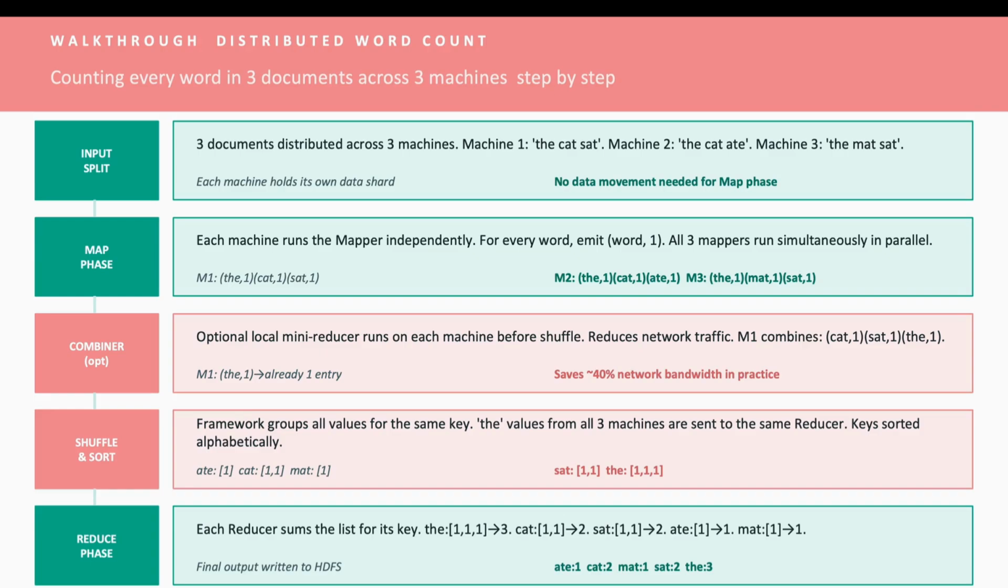Reduce phase: each reducer receives its key and all its values. The (1, 1, 1) sums to 3, cat (1, 1) sums to 2, sat (1, 1) sums to 2, ate (1) stays 1, mat stays 1. So that is the final output written to HDFS.